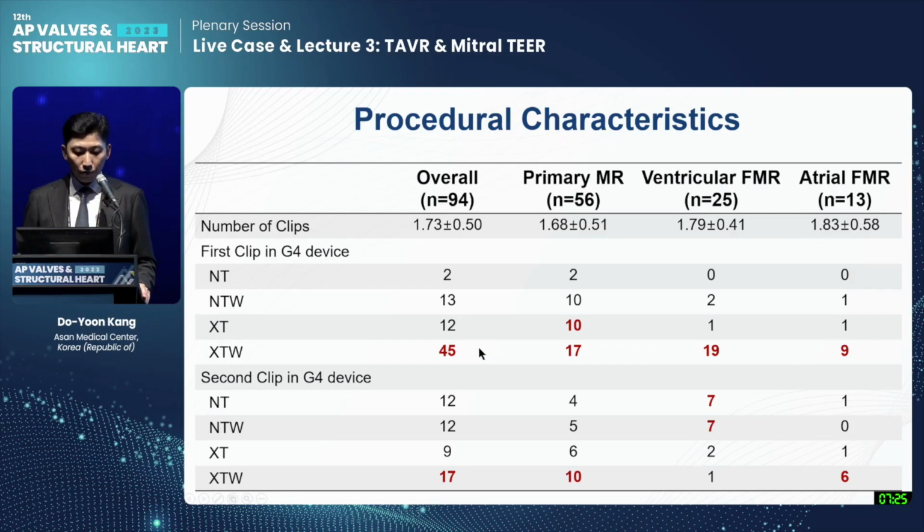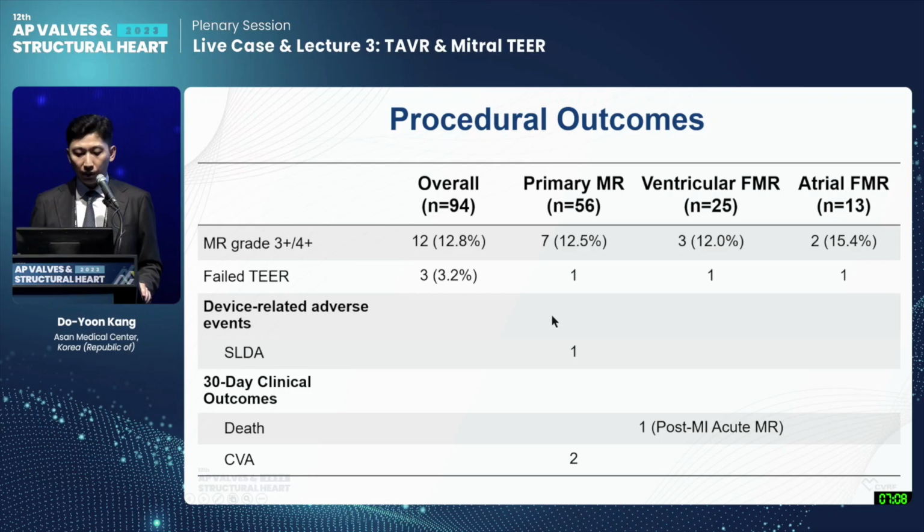And for the first clip, in the G4 era, we preferred the XTW, and also for the second clip in primary MR, we implanted XTW, and in ventricular functional MR, we implanted the NT or NTW, the smaller one. And for procedural outcome, more than 75% of patients achieved 1 or 2 plus MR after the procedure.